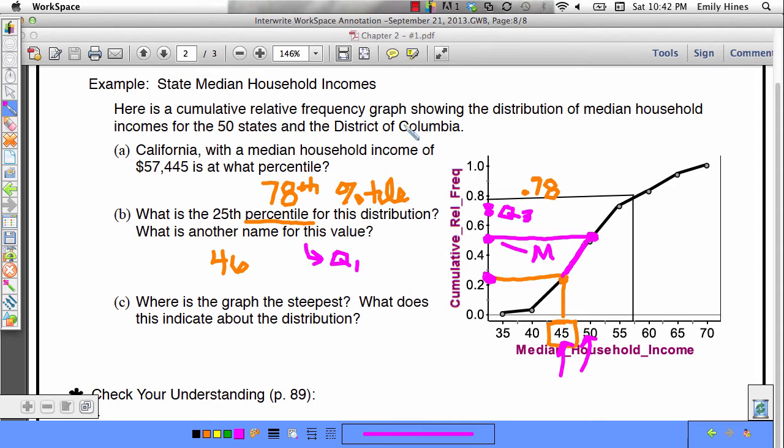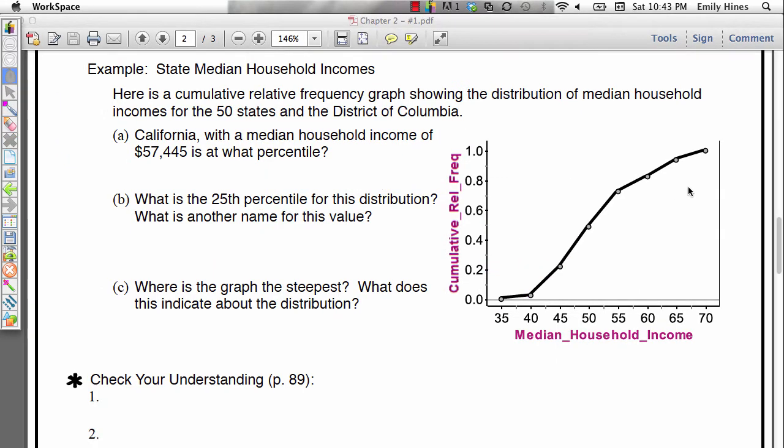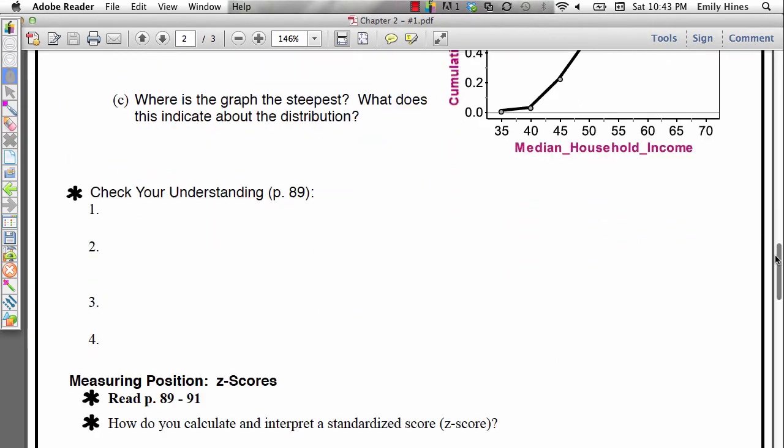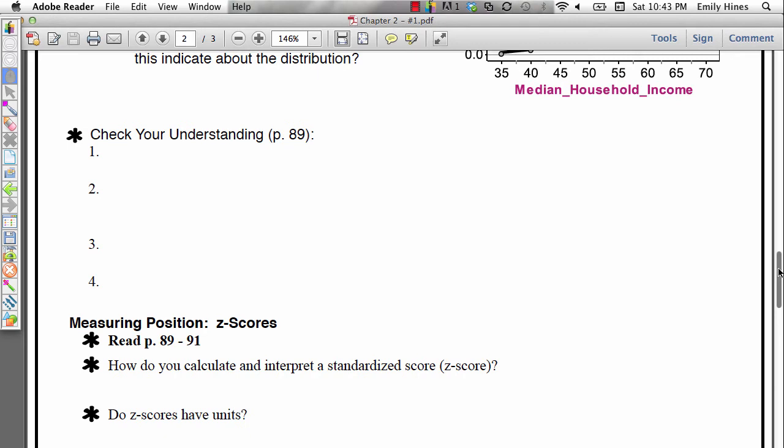Okay, something else that we should mention is that oftentimes you will hear this kind of chart referred to as an ogive. So if you hear someone say ogive, or you see the word somewhere, that means cumulative relative frequency graph, which tells us all sorts of information. It just means that this is the frequency of 35, this is the frequency of 35 plus 40, and I keep going up. Okay, so let's look at these check your understanding questions really quickly.